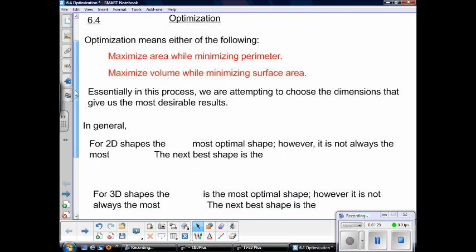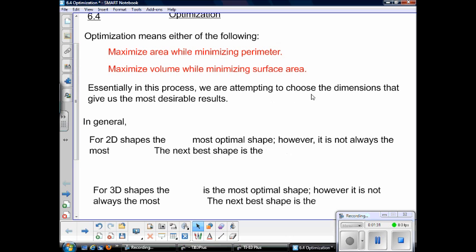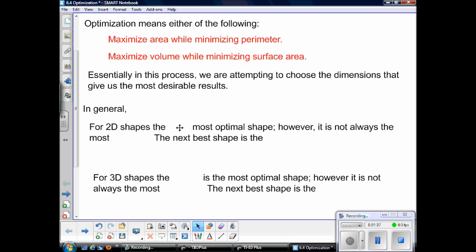So what we're doing is we're choosing the dimensions that will give us the best results. So in general, for two-dimensional shapes, the circle is the most optimal shape. But think about it, it's not always the most practical. So I'm thinking here, maximizing area while minimizing perimeter.